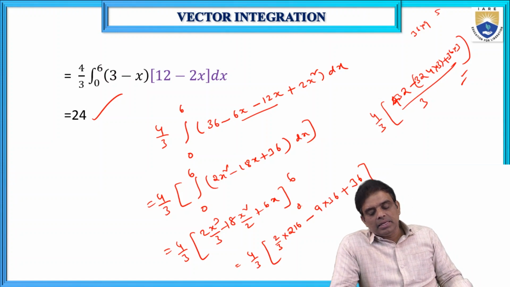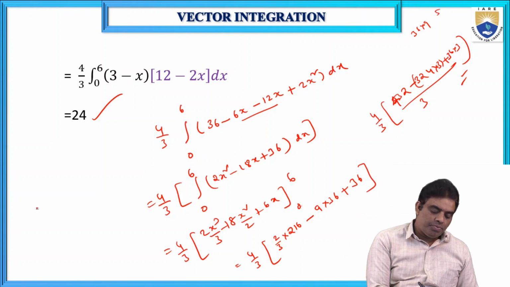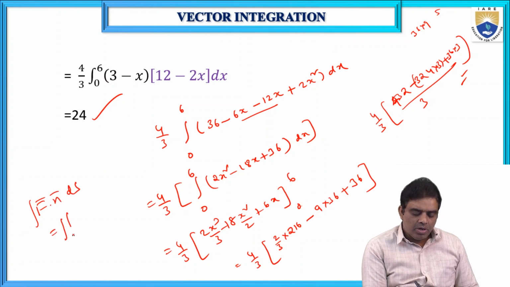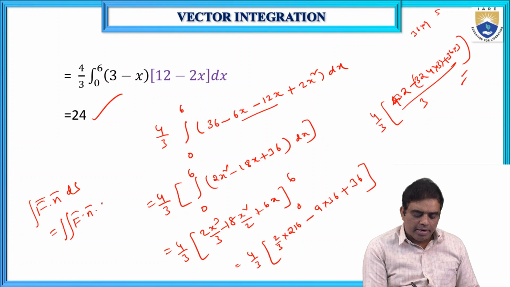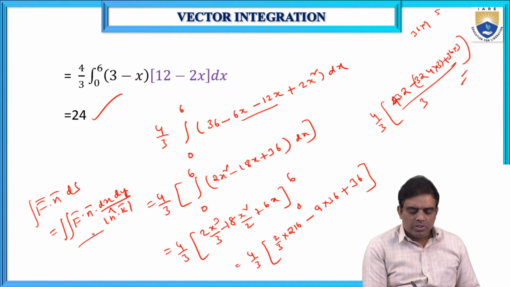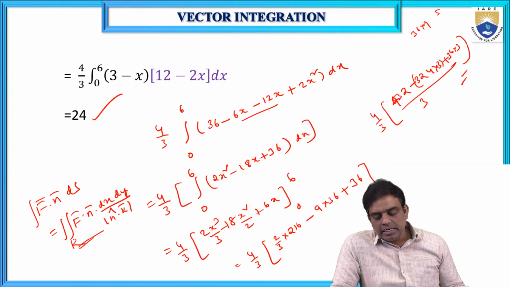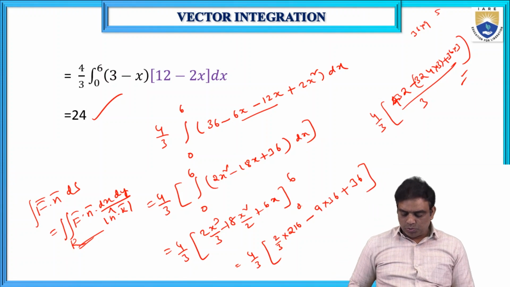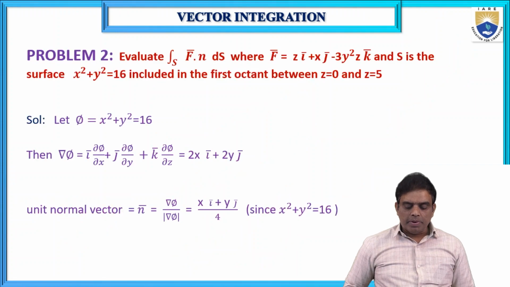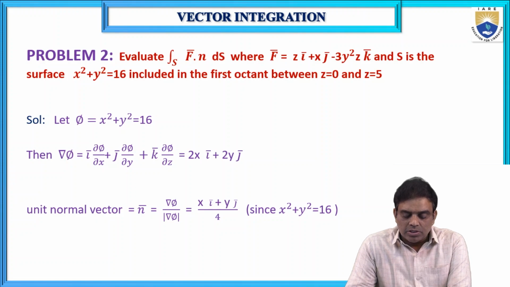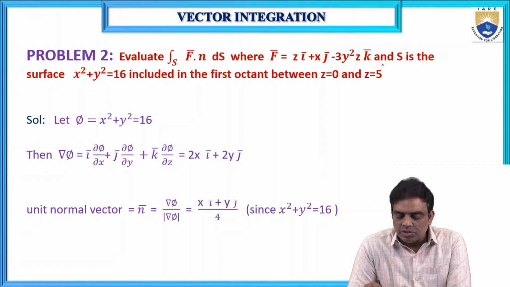So to find the surface integral, we have the formula: integral f bar dot n bar ds is equal to double integral f bar dot n bar into dx dy by magnitude of n cap dot k bar. This is the formula by considering the projection in the xy plane. Similarly, you can consider the projection in the yz plane or zx plane also. For a similar problem, I'll do another integral f bar dot n bar ds.